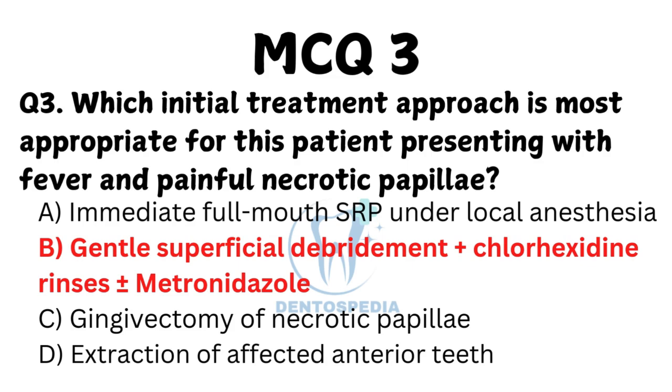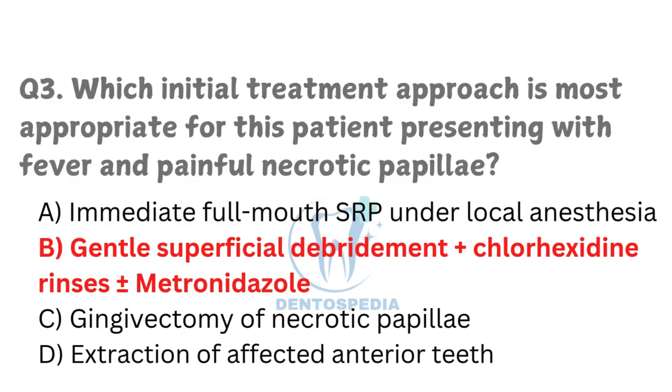Now the distractors. Immediate full-mouth SRP is too aggressive and would worsen pain in the acute stage. Gingivectomy is contraindicated because the tissue is already ulcerated and inflamed. Extraction is not indicated unless a tooth is hopeless, which is not the case here.